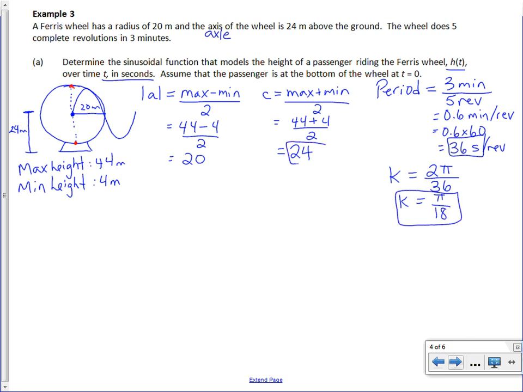Okay, so I have all the pieces. Well, actually I have 3 of the 4 pieces. What's the last thing I need to do? Pick a parent. This time, there's a super smart choice for parent, and it's all about the last sentence. Read that last sentence, guys. Assume the passenger is at the bottom of the wheel at time 0. Bottom of wheel? Negative sign. Bottom of wheel is 4 meters above the ground.